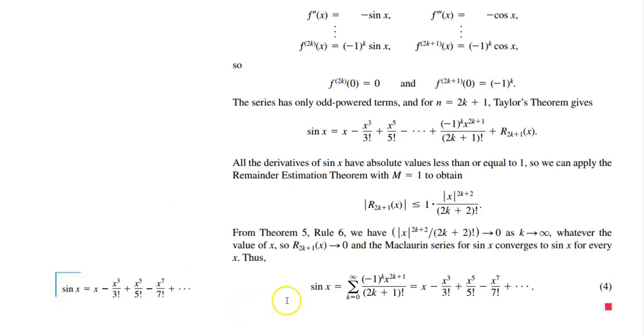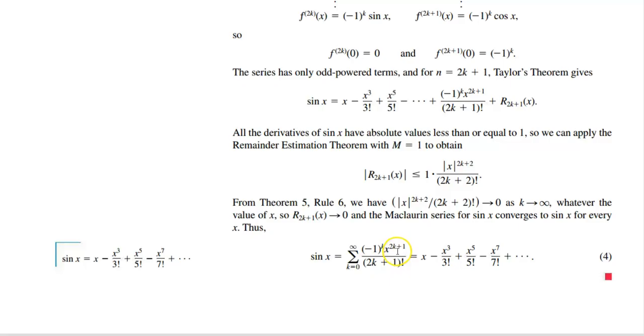So sine of x equals the sum from k equals 0 to infinity of (-1)^k times x^(2k+1) over (2k+1) factorial. That gives us x minus x cubed over 3 factorial plus x to the 5th over 5 factorial minus x to the 7th over 7 factorial, and so on and so forth.